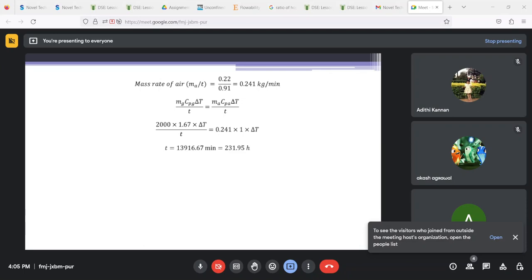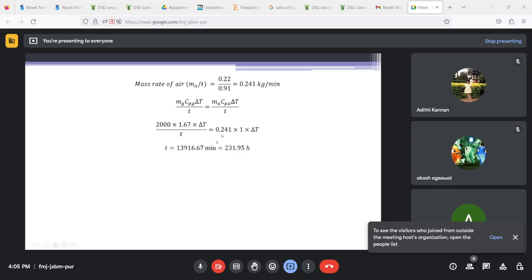So any doubt in this so far? Any doubt in the procedure that needs to be repeated? Basically, you're assuming no loss of heat. You're equating the heat transferred from the grains to the heat transferred to the air. That is done by the formula mCp delta T divided by time, which will give you the rate.